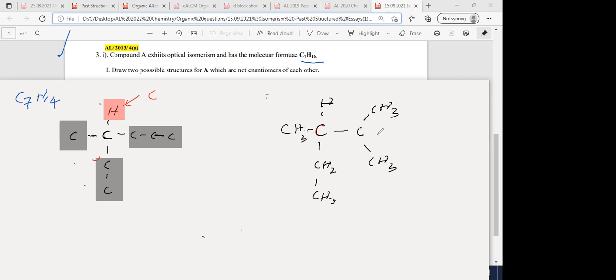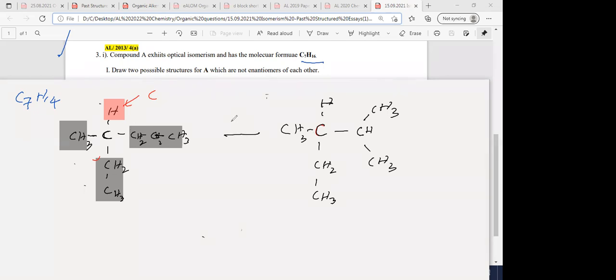Did anyone get this before I explain? Please raise your hand, those who got this structure before I explain. Is all this CH2, CH3, right? You can add hydrogen to make 4 bonds around each carbon atom.